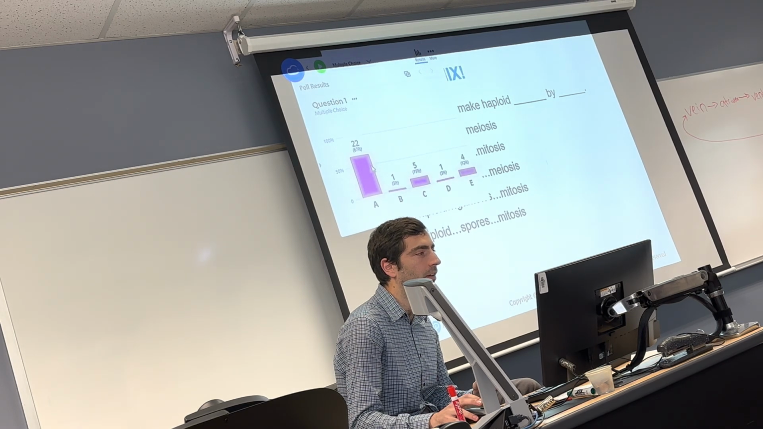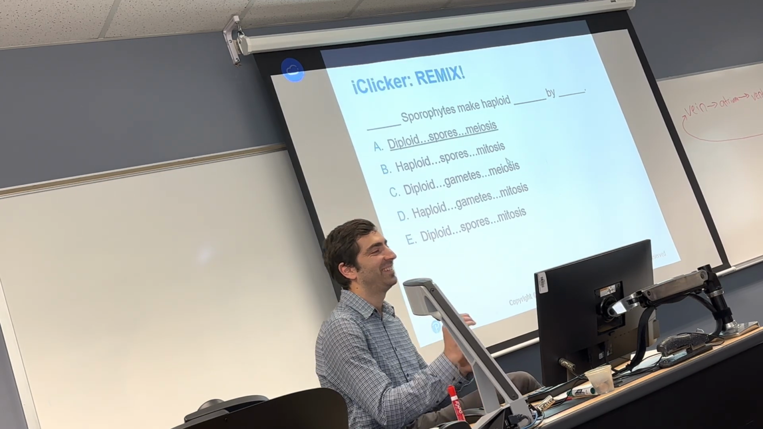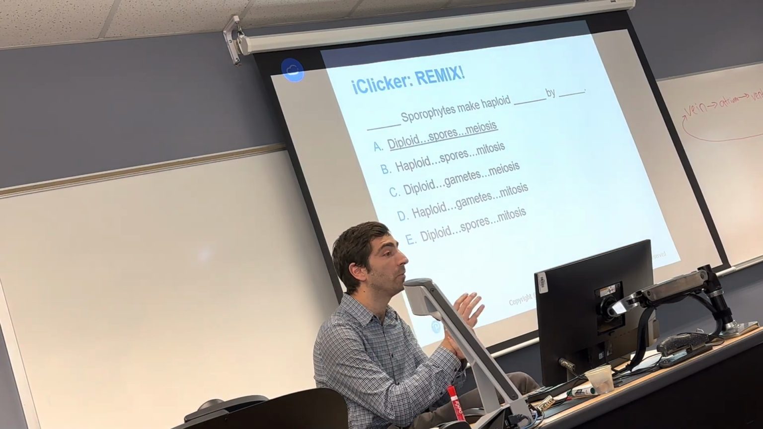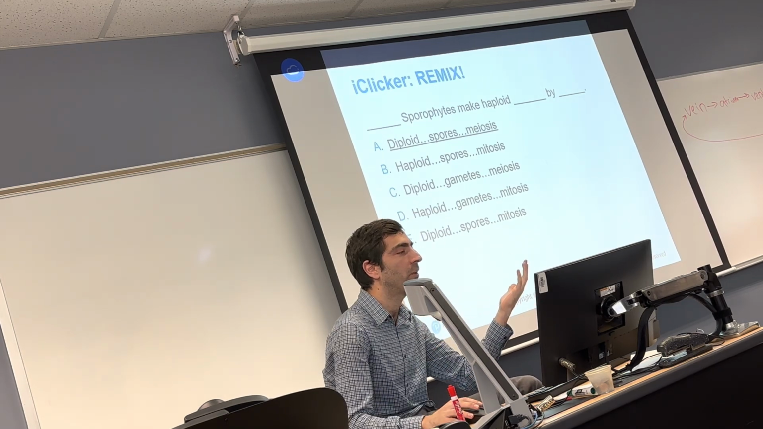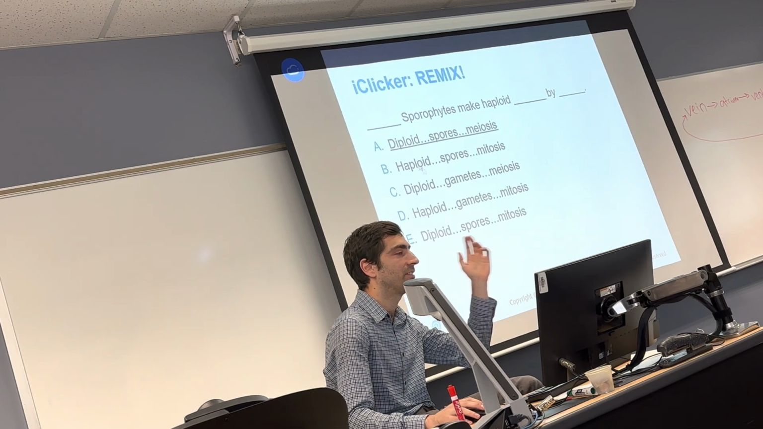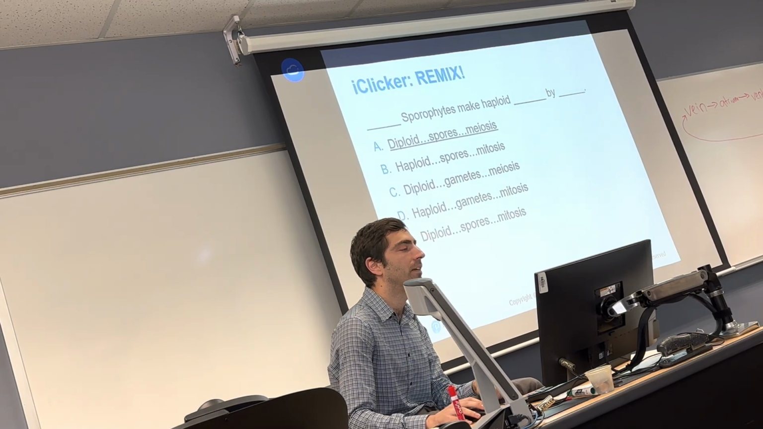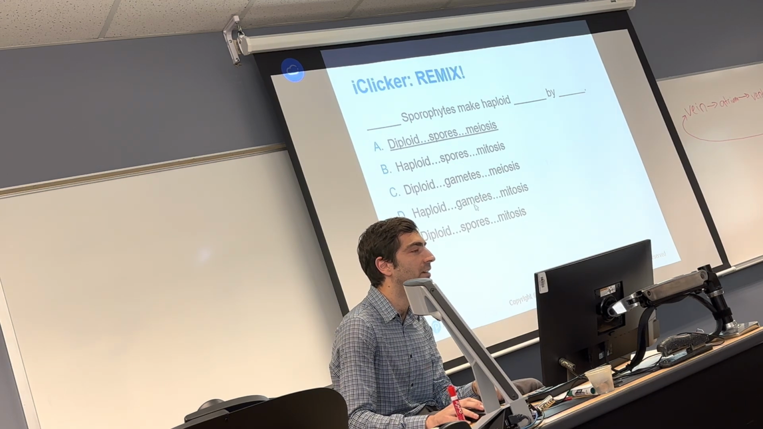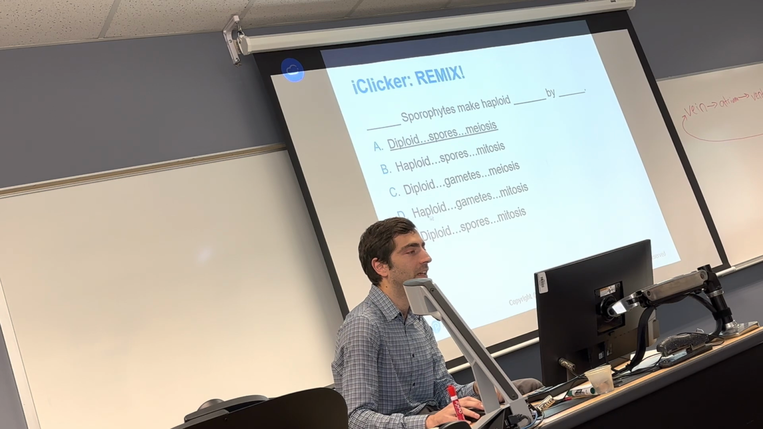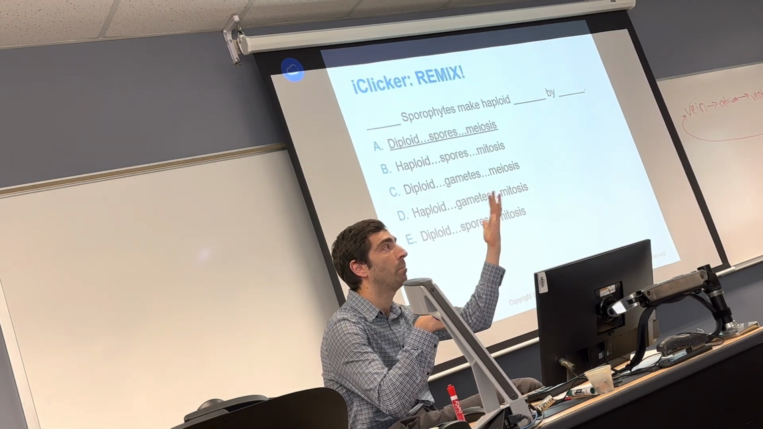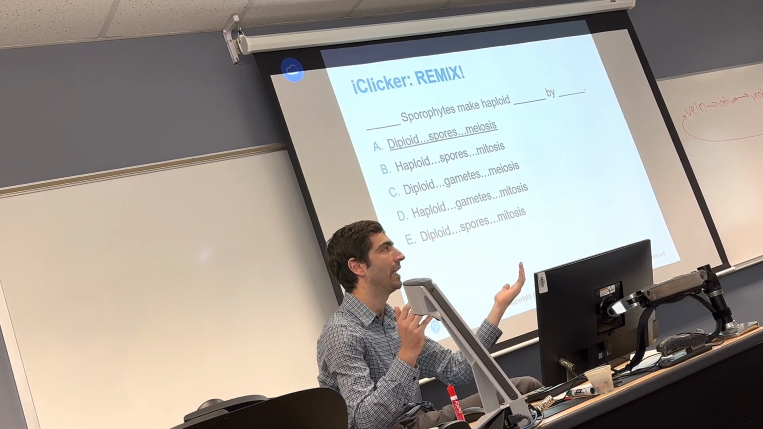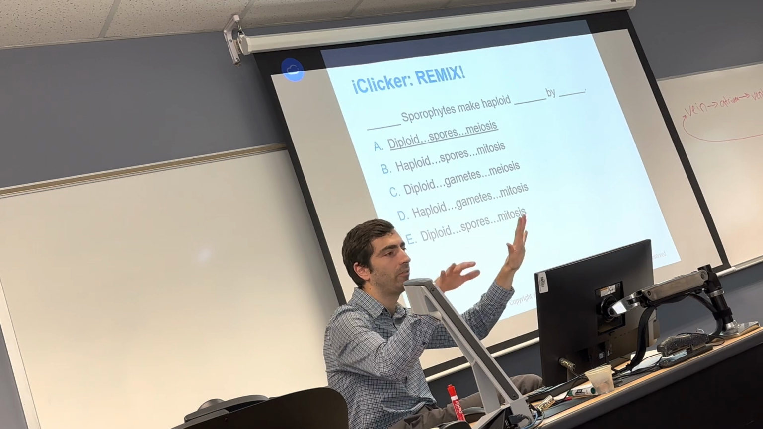Overwhelming support for A. You got it. Diploid sporophytes make haploid spores by meiosis. If you remember that sporophytes are diploid, you can rule out B and D. And then it comes down to this game of spore versus gamete, meiosis versus mitosis. Anything going from more chromosomes, like diploid, to fewer has to undergo meiosis. Meiosis is more to fewer.